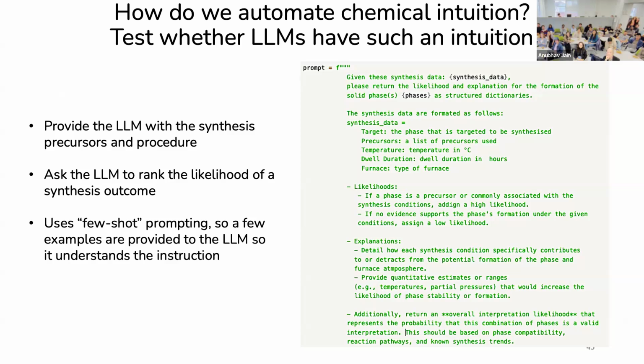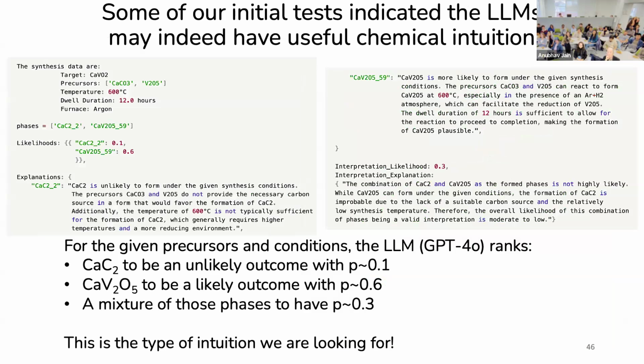So what we did is we provided the LLM with synthesis precursors and a procedure. We asked the LLM to rank the likelihood of a synthesis outcome, and then we gave it some examples. So we said, given these synthesis conditions, does this make sense? For example, for that calcium carbide example, we asked it to rank the relative likelihood of different phases to be there. Calcium carbide is at 0.1, so unlikely. Calcium vanadium oxide, which is actually likely, is 0.6. And then the mixture of those phases has a probability of about 0.3. So it seems to be having the type of chemical intuition that we were looking for, that we could automate at high throughput.